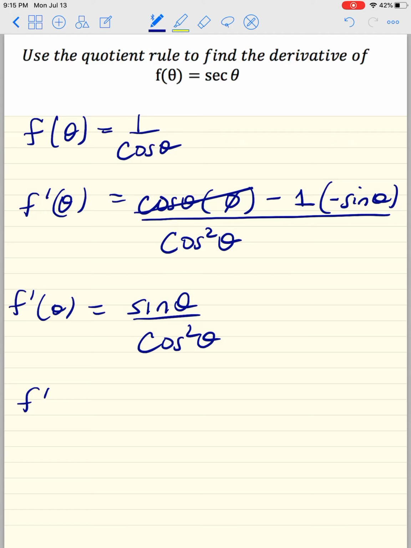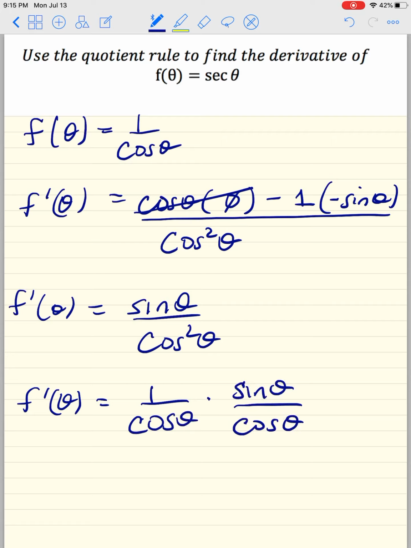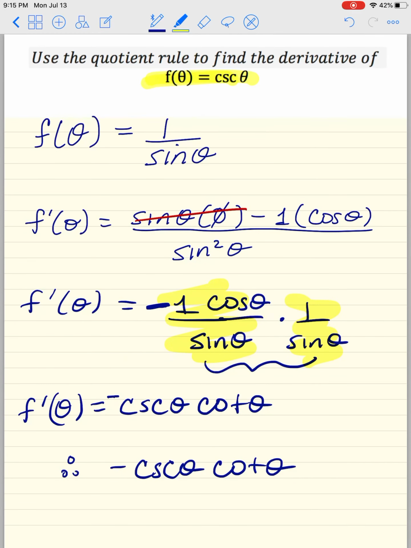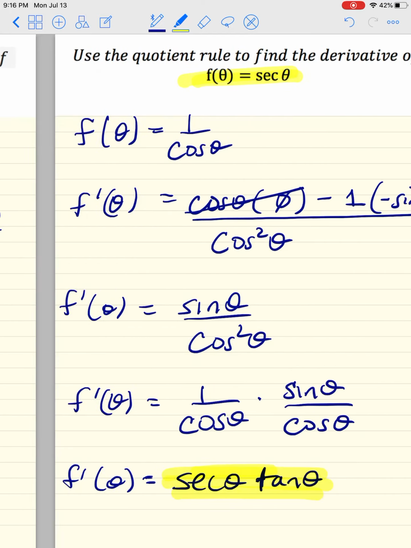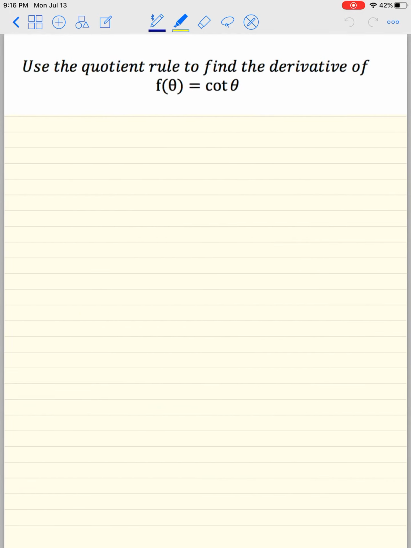And what I'm going to do here is I'm going to do the same steps. I'm going to separate the denominator. Okay? And so I'm going to finish off with secant theta, tangent theta. And therefore, we know that the derivative of secant theta is secant theta tan theta. We know the derivative of cosecant theta is negative cosecant theta cotangent theta. And our final one is cotangent theta.